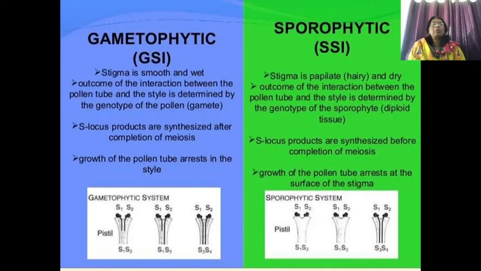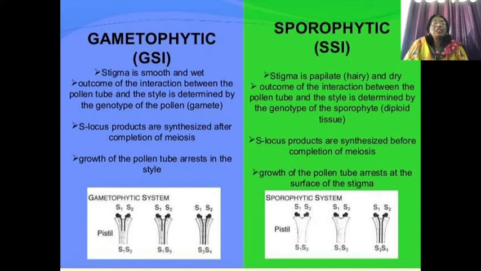There are two types of self-incompatibility. First is gametophytic and second is sporophytic self-incompatibility. In the gametophytic system, which is labeled as the GSI system, the stigma is smooth and wet. In the sporophytic system, which is labeled as the SSI system, the stigma is papillate, meaning it is hairy, and it is totally dry.